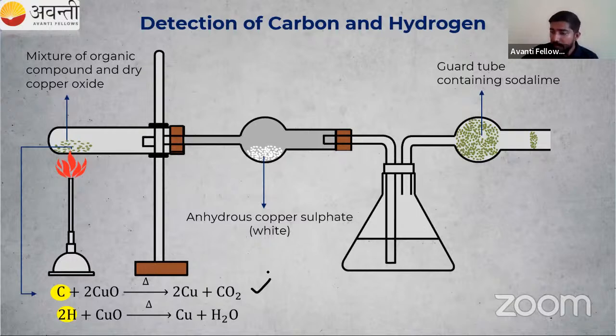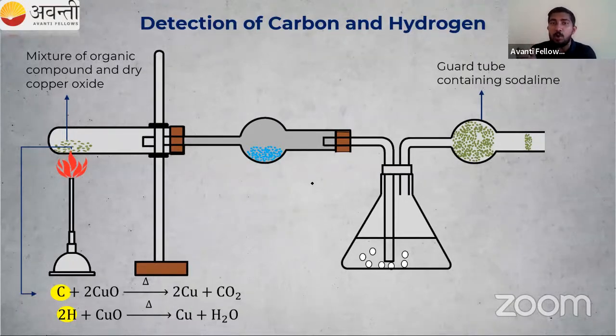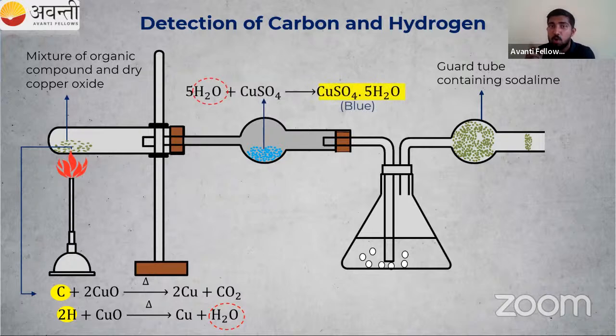H2O is also formed. Here you can see anhydrous copper sulfate. Anhydrous means there is no water of crystallization. What is the color? It is white. Then the H2O vapors come, and the copper sulfate in the presence of water forms blue vitriol. Blue color will be formed, since there is water of crystallization. So I will get CuSO4·5H2O, which is blue in color.